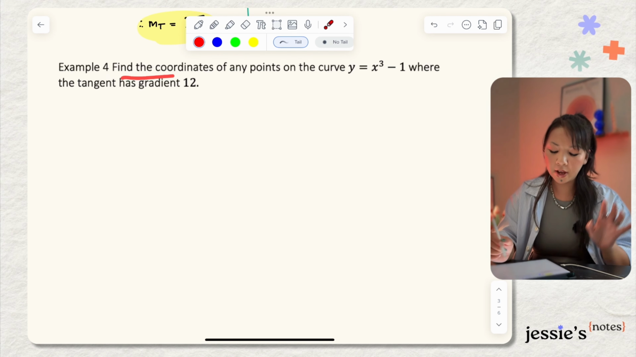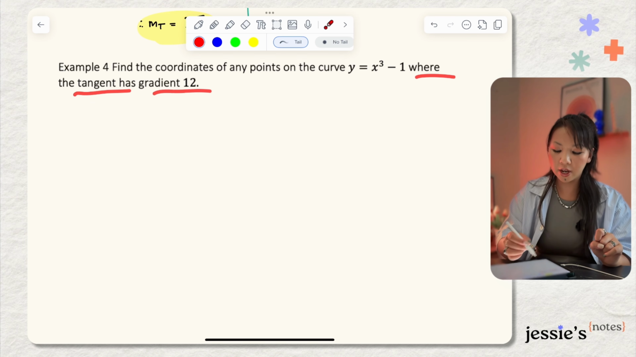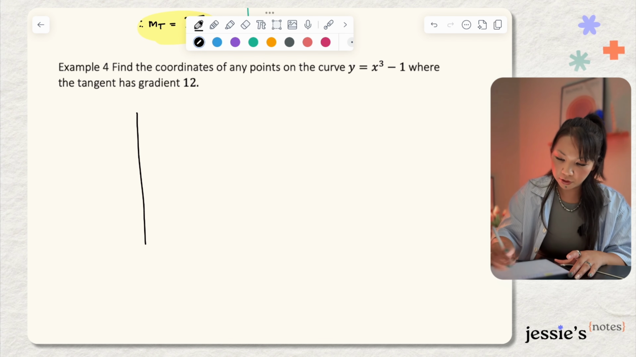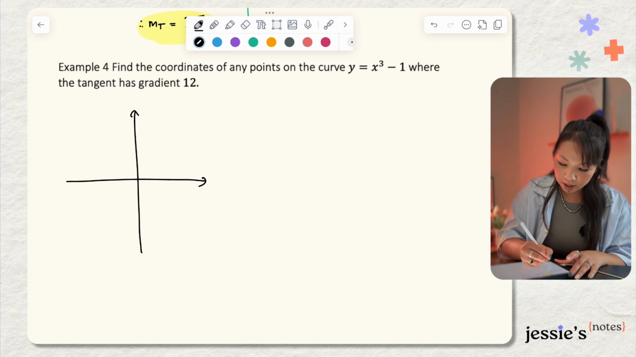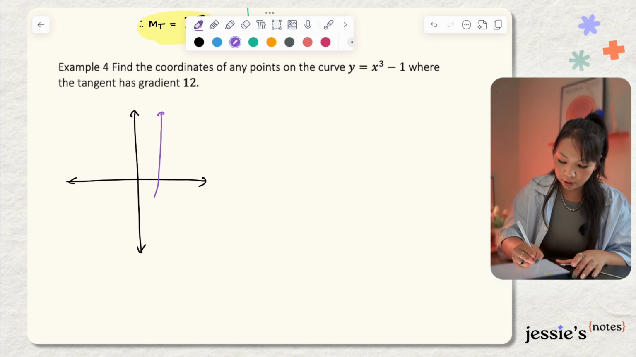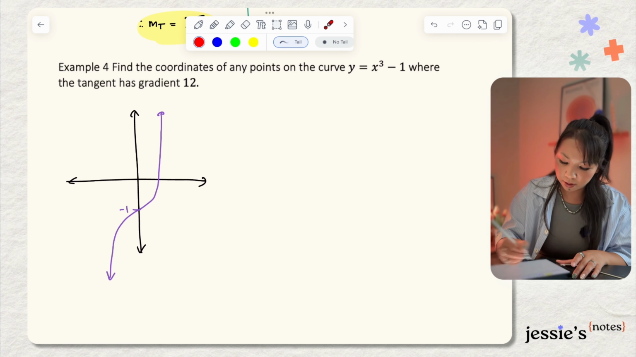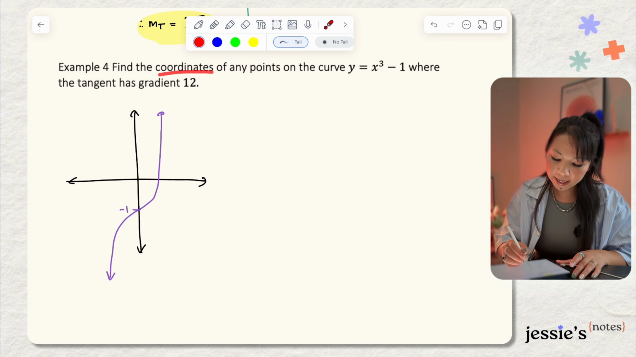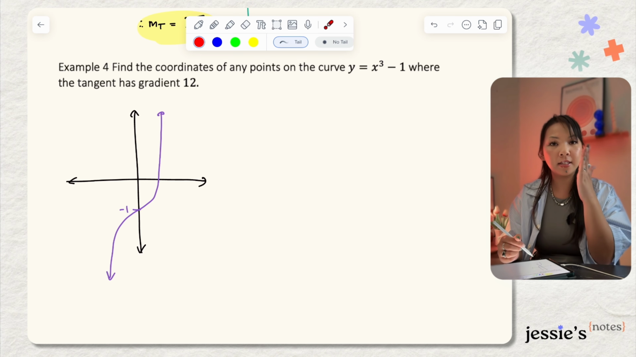Next, example 4. Find the coordinates of any points on the curve y equals x cubed minus 1 where the tangent has a gradient of 12. Okay, now for this one, I will draw out a diagram to help you visualize what is going on. So we have a cubic, y equals x cubed, and it's being shifted down by 1. Since this one's easier to draw, I will draw it accurately. So it's going to look a little something like this, where there's that horizontal point of inflection at negative 1.